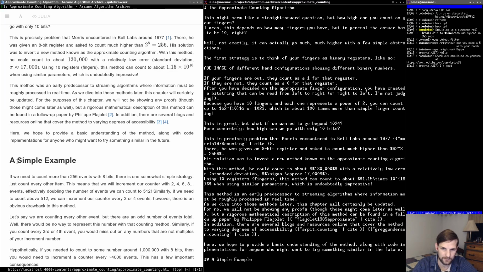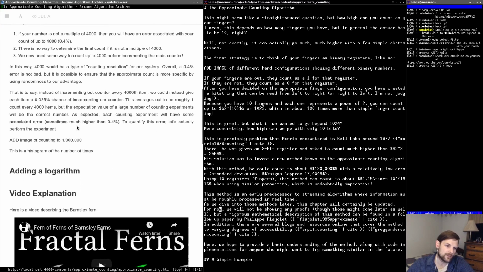For now, we will not be showing any proofs, though those might come later as well, but a rigorous mathematical description of this method can be found in a follow-up paper by Philippe Flajolet. In addition, there are several blogs and resources online that cover this method to varying degrees of accessibility. Here, we hope to provide a basic understanding of the method, along with the code implementations for anyone who might want to try something similar in the near future. Cool, okay. So now we can move on to the simple example.